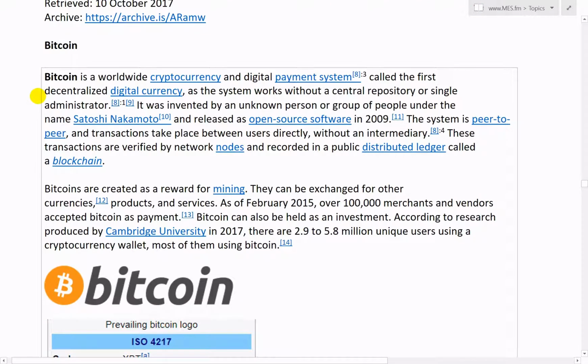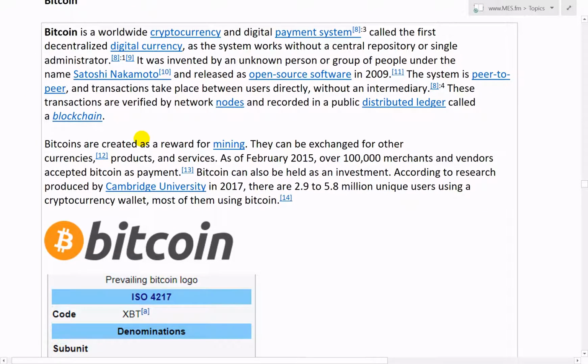So Bitcoin is a worldwide cryptocurrency and digital payment system, called the first decentralized digital currency, as the system works without a central repository or single administrator. It was invented by an unknown person or a group of people under the name Satoshi Nakamoto and released as open source software in 2009. The system is peer-to-peer and the transactions take place between users directly. So that's the amazing part.